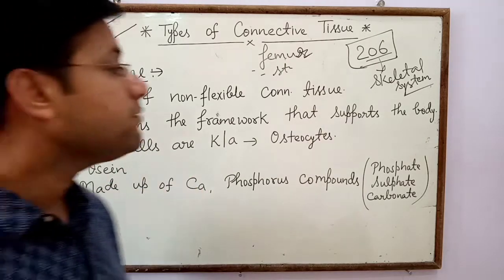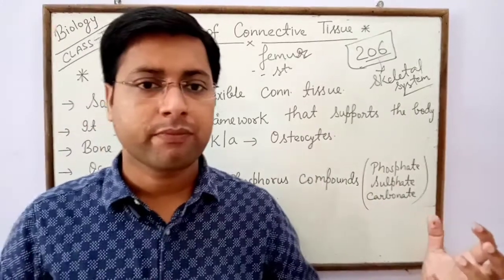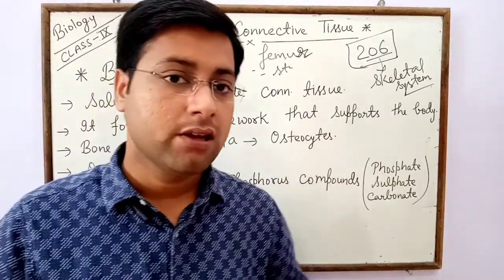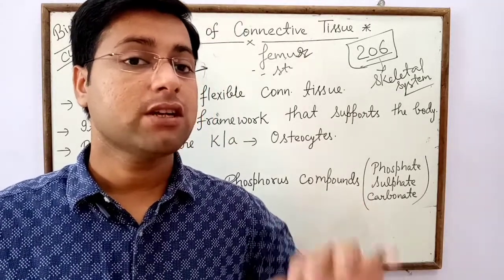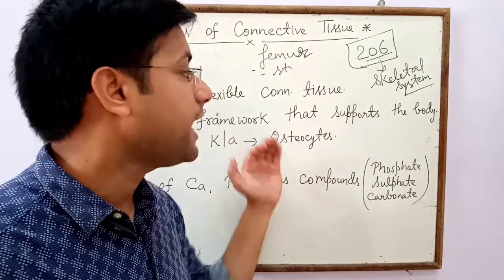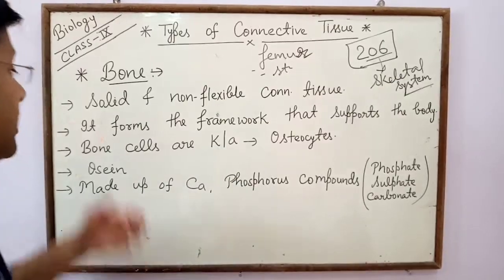It forms the framework that supports the body. Framework means the skeletal system is made up of bones, meaning 206 bones are involved in forming the framework of the body, and that supports the human body. That is our skeletal system.